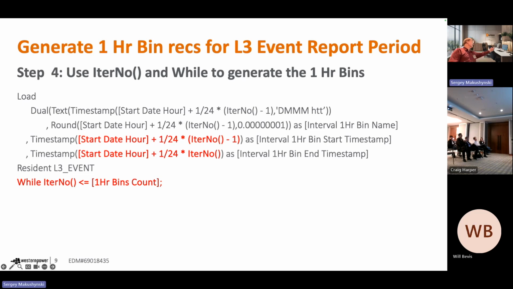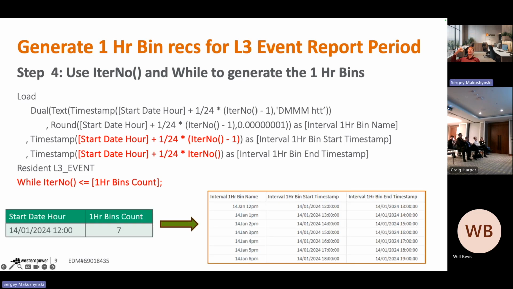And you can see here that the timestamp that it will generate is also just using that iteration number. So when I start out with this start date and hour, and I know how many bins I need to create, it will actually go and then generate a record for each one of the time intervals between that start and end timestamp.